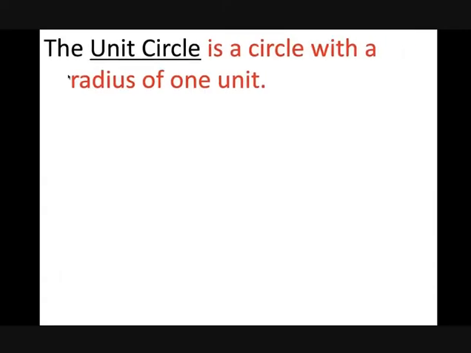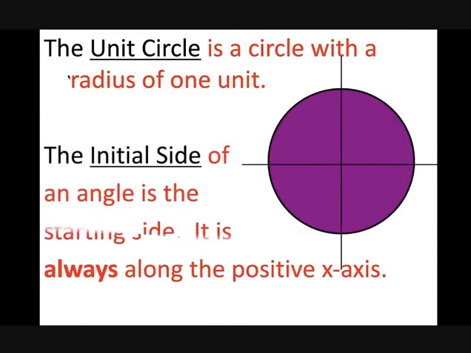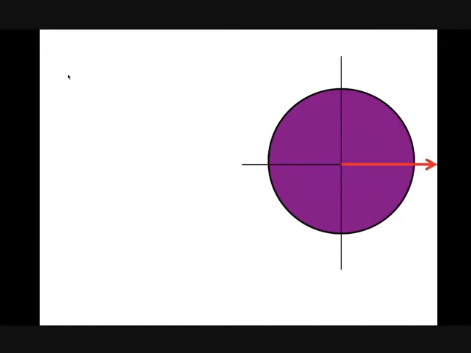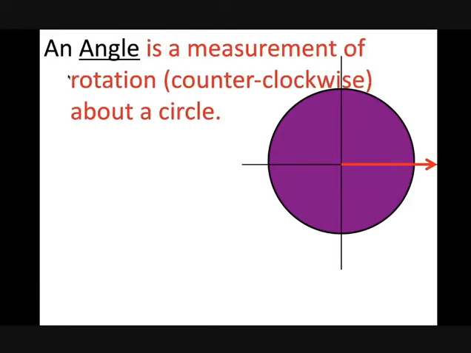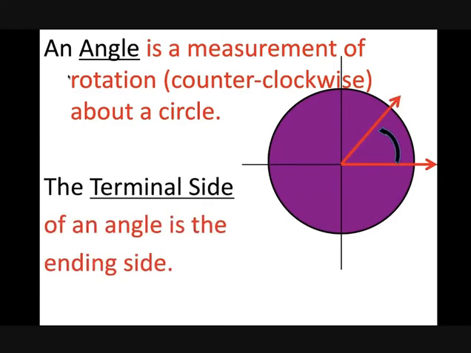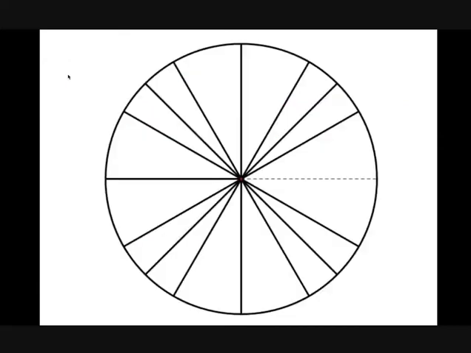So the unit circle is a circle with a radius of 1 unit. The initial side of an angle is the starting side, and it is always positive along the x-axis. An angle is a measurement of rotation, counterclockwise about a circle. The terminal side of an angle is the ending side. So notice here, we start on our initial side. The positive side of our x-axis is always the initial side.